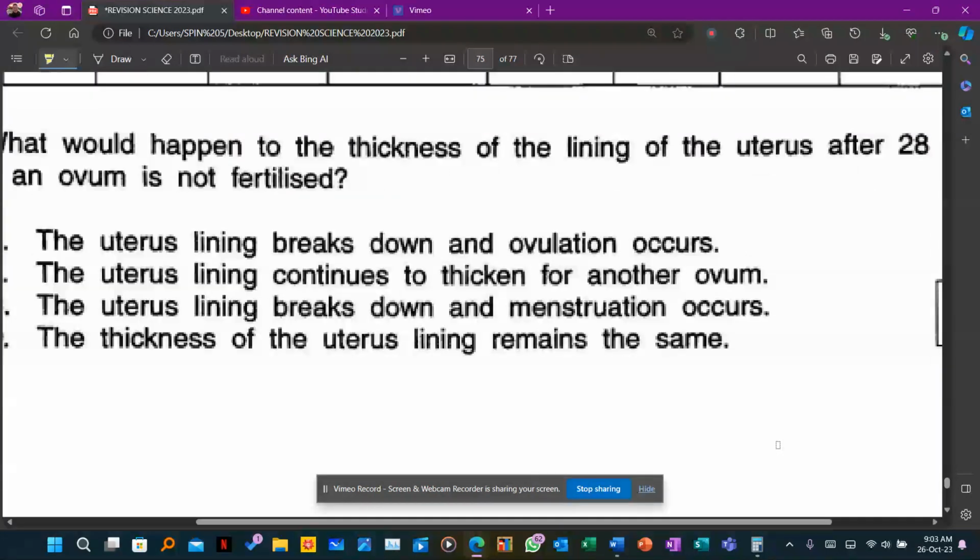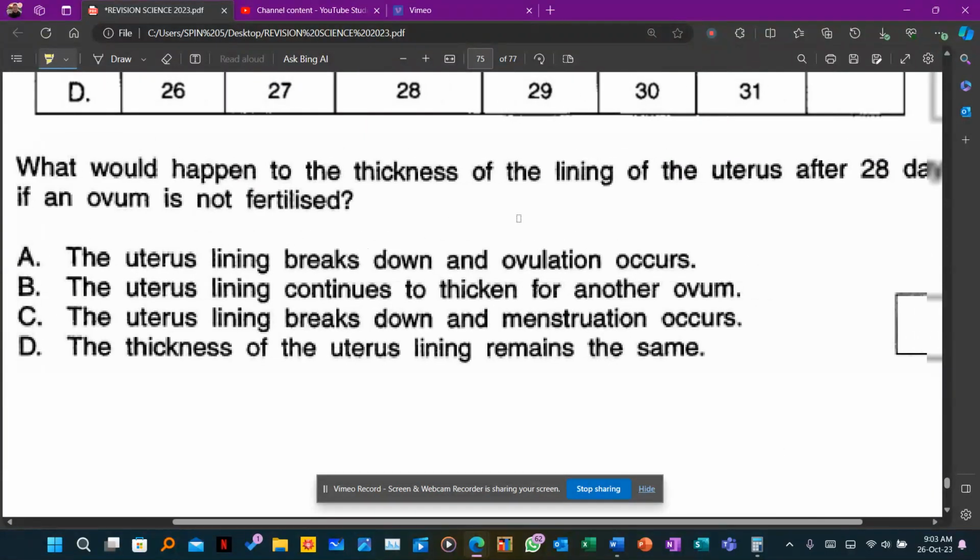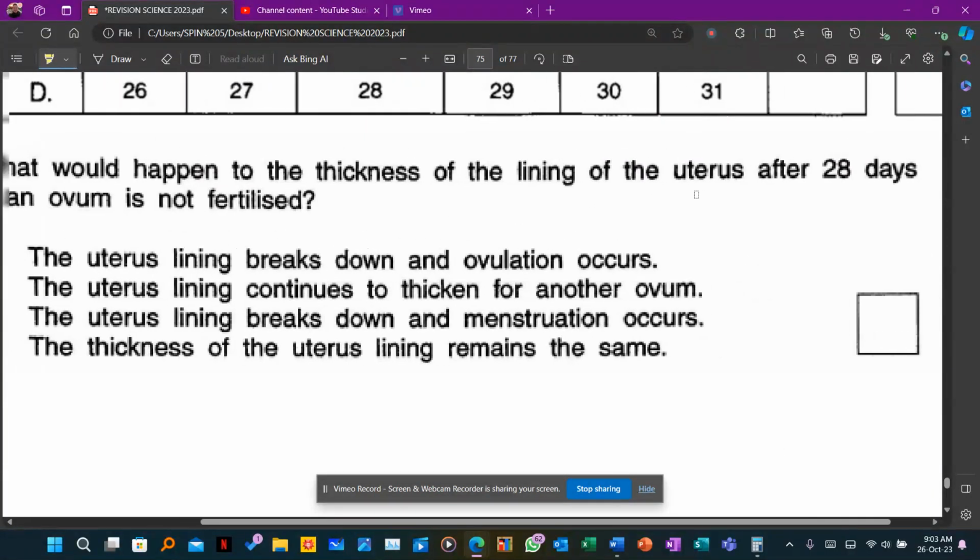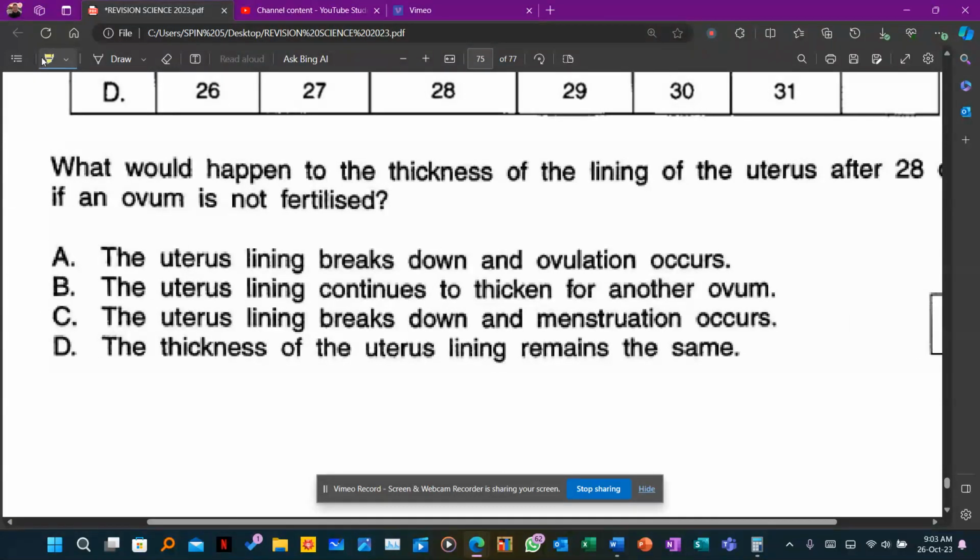Next one. What would happen to the thickness of the lining of the uterus after 28 days if not fertilized? Like I mentioned, the whole cycle will repeat again and the uterus lining will break down. This process is called menstruation. So the answer is uterus lining breakdown and menstruation will occur, not ovulation. Ovulation is much later.